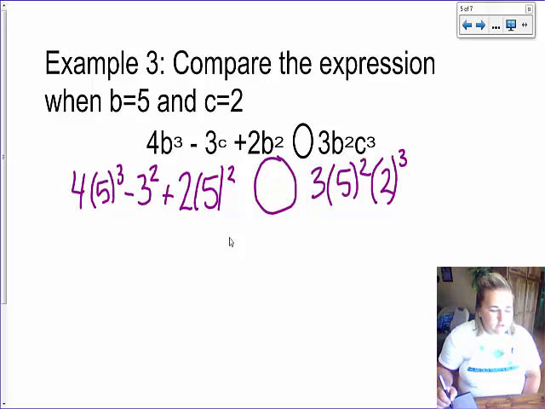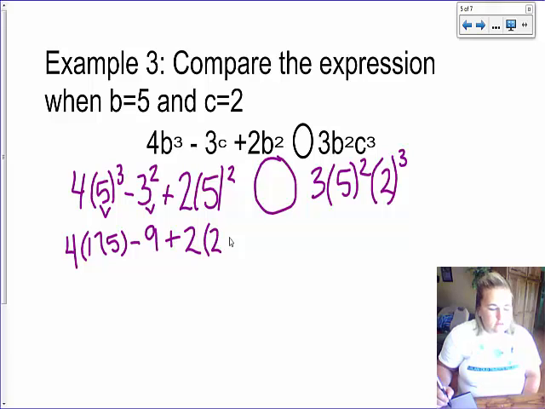So, over here, first things first, we don't have any parentheses to simplify, so we're going to do exponents. 5 to the third we know is 125 from the last example, or I hope that you do. Minus 3 squared is 9, plus 2 times that 5 squared, which is 25. So 4 times 125 is going to give us 500. Minus 9, short arrow to show that was what we did, plus, and the 2 times 25 is going to give us 50.